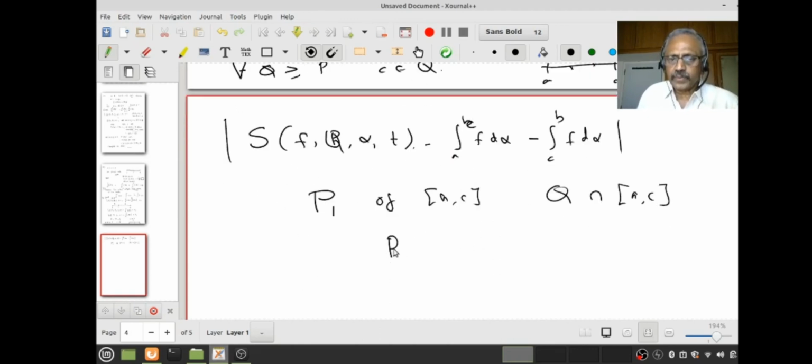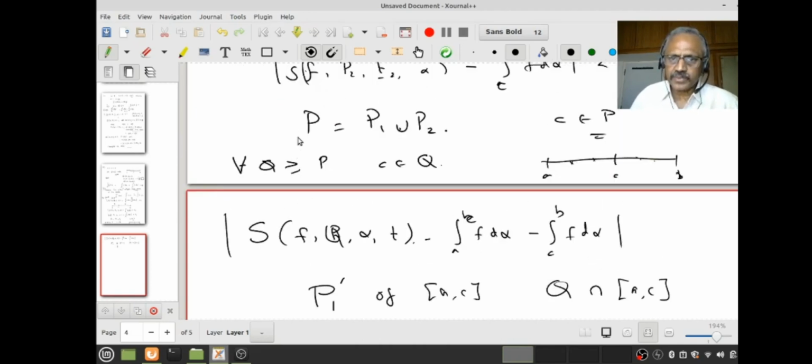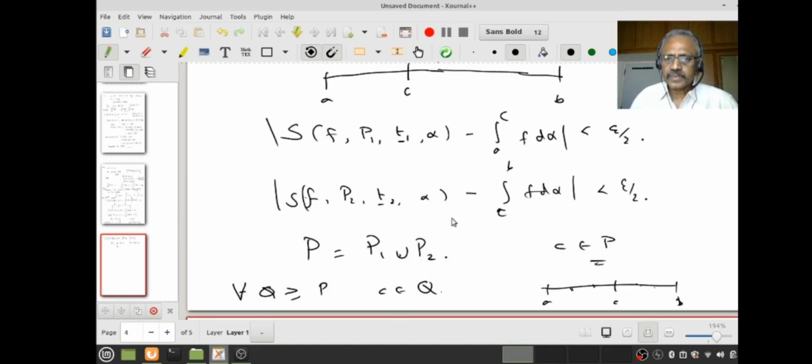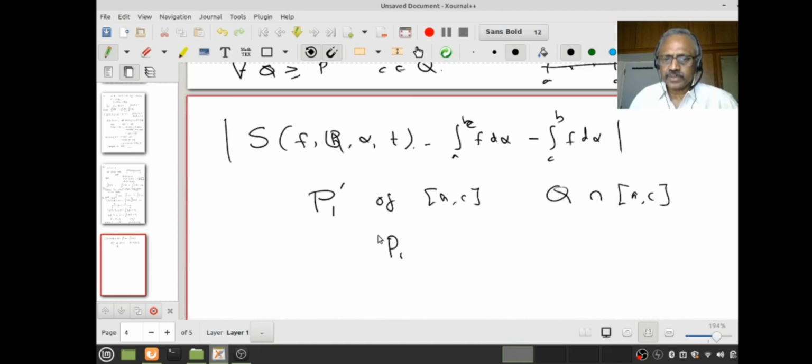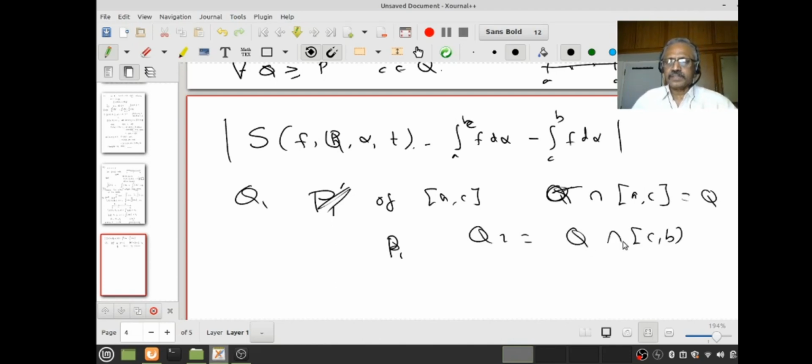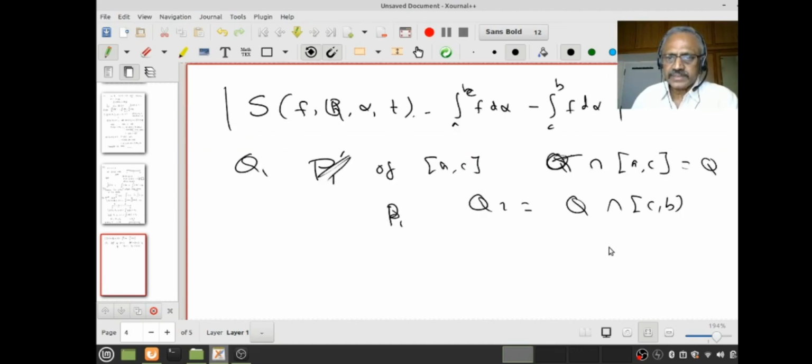And is that clear that P1, maybe I should say P1 dash, because I already fixed P1 and P2. You understand that? For the given epsilon I fixed P1 and P2, so I don't want to change that. So given a partition Q, I call it Q1, very good. Q1 is Q intersection AC, and Q2 is Q intersection CB. So I get a partition with tags from A to C. You understand this? Yeah. Now the first thing you should notice is Q1 is finer than your P1.